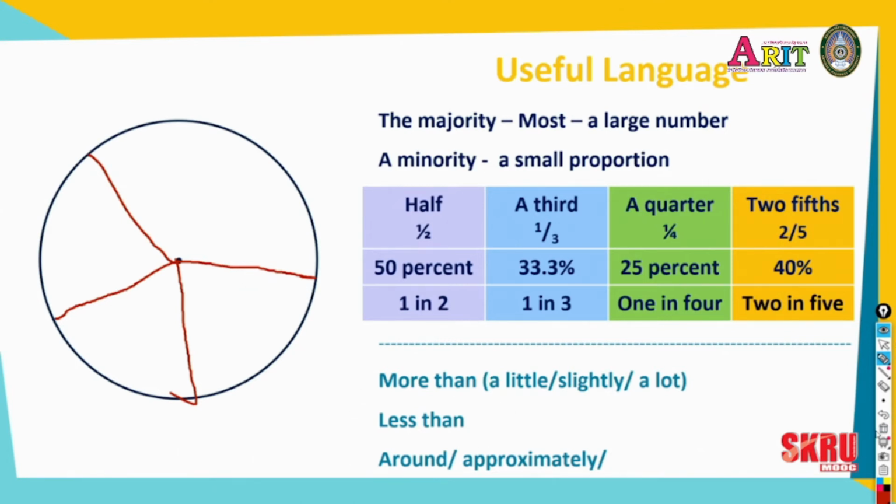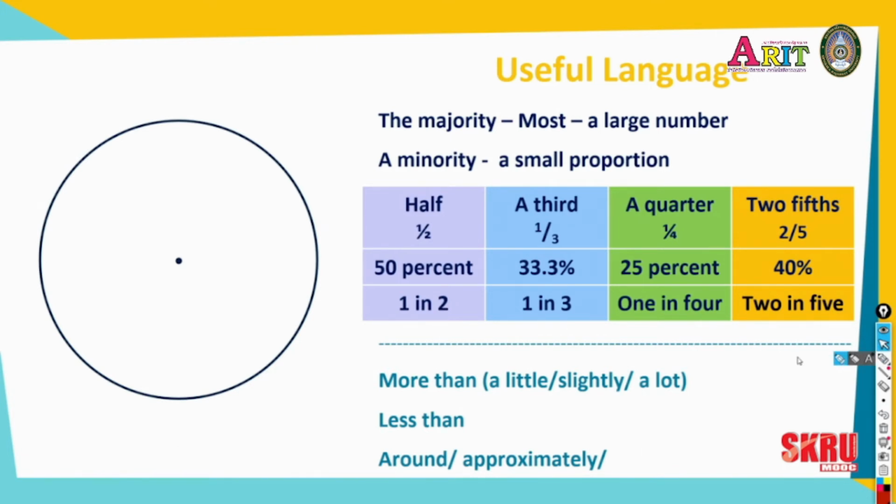Again, we'll often use terms like more than, a little more than, a lot more, slightly more, or a little less than. And also words like around, approximately, almost. These tell us not exactly, not precise numbers, but just close to in that area. And often that's enough to show our meaning.